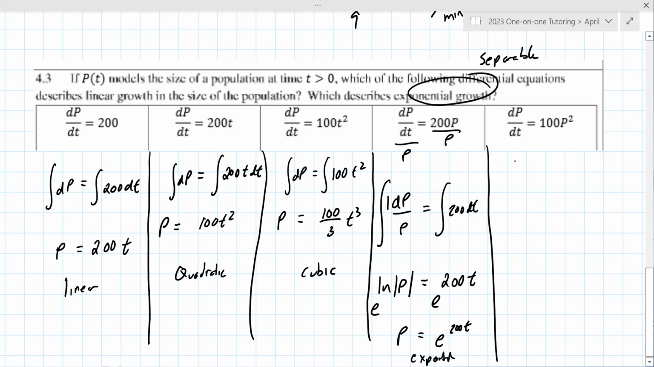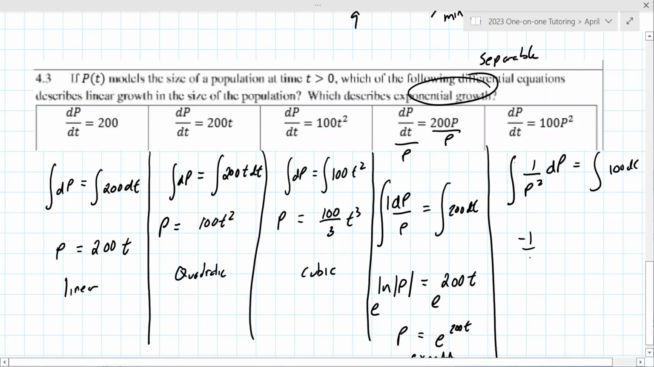Just as a reminder, the one on the left here becomes the integral of 1 over p squared dp equals the integral 100 dt. The antiderivative of 1 over p squared is minus 1 over p equals 100t. And to solve for p, it's minus 1 over 100t. This is a rational, in case you see something like that.